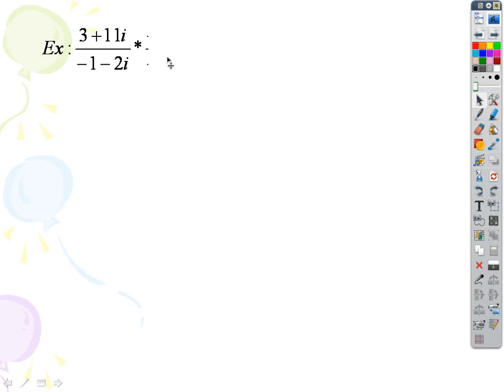The rule is, my goal is when I'm all done, I want to have something in standard form. So I want to get some answer that looks like that. Okay? How do I get there? First thing is I got to get rid of the complex number in the denominator.